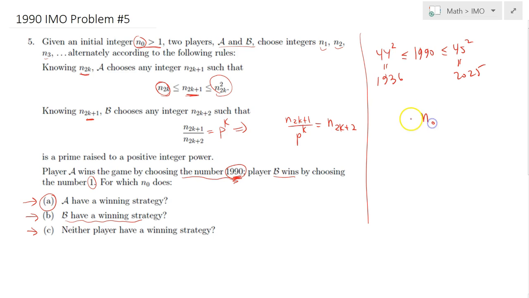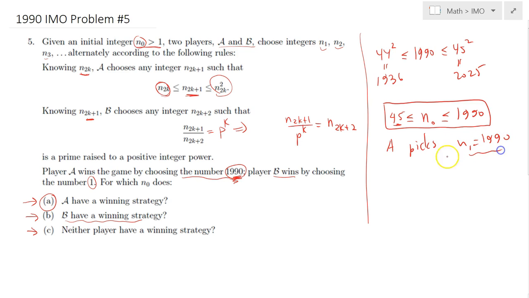So let's try to see if we can find winning strategies for player A. If n0 is given in the range 45 to 1990, then obviously, for instance, if n0 is 45, player A can choose anything between 45 and 45 square, which definitely includes 1990. So in this first condition, A picks n1 equals 1990 directly. He can do that and wins this game, and A wins.